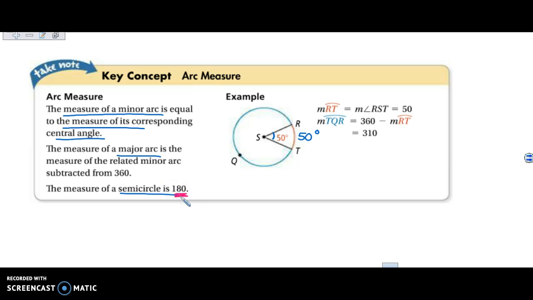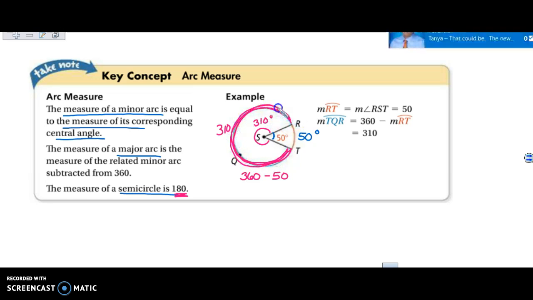So if we wanted to find out the measure of the major arc here, TQR, we would take 360 minus 50. That would give us that the pink arc here would be 310. And also this angle on the inside would also be 310. Okay, so when we're talking about arc measure and angle measures here, they are the same.